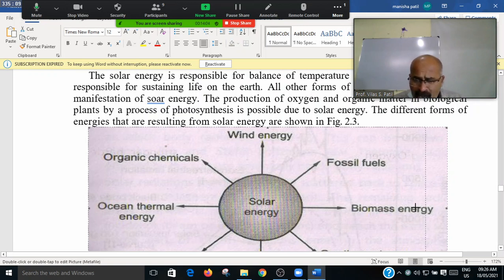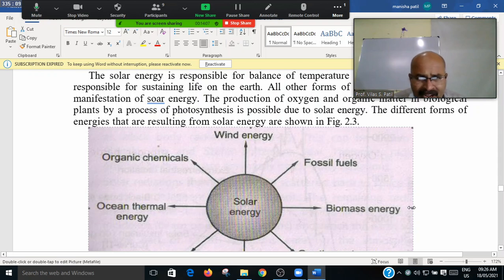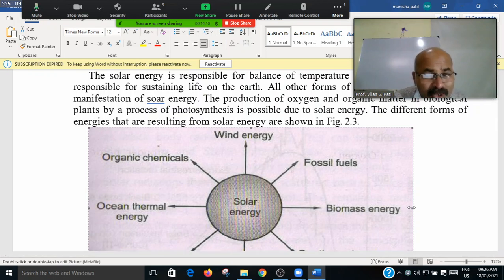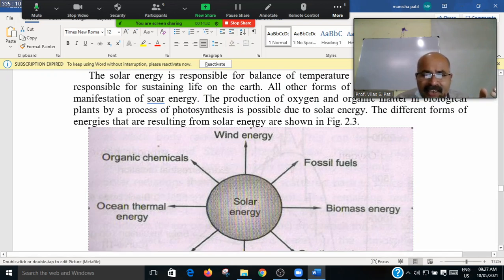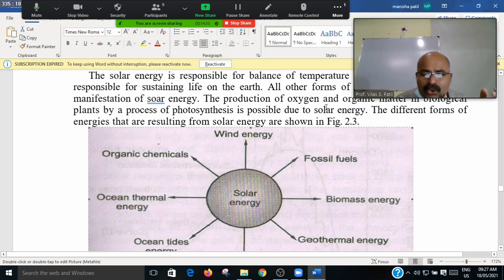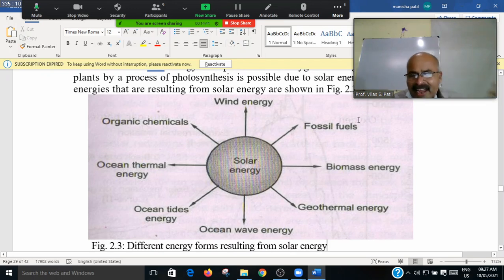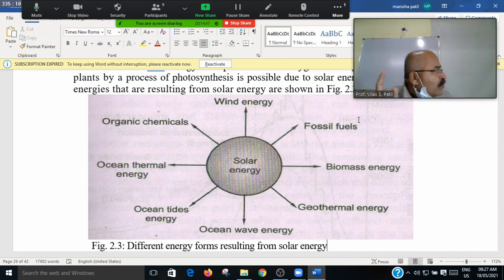Here, not only are we going to convert solar radiation into electrical energy, but solar is a natural process, and there are different natural processes that are accelerated by the solar. That is wind energy, organic chemicals, fossil fuels, ocean thermal energy, biomass energy. All such types of energy are produced due to the solar energy. It means the ocean tide as well. Just I said there are different intermediate routes.